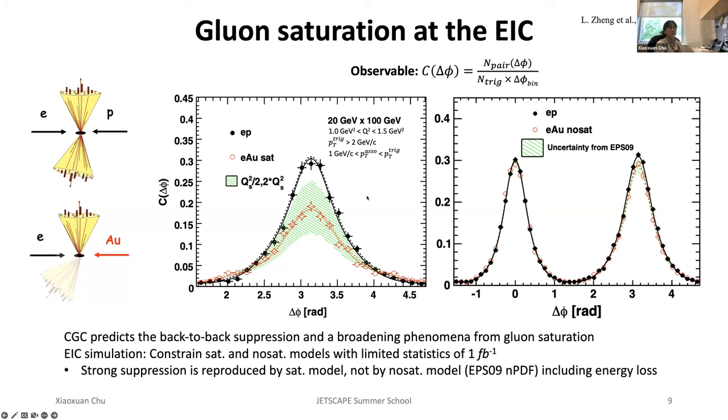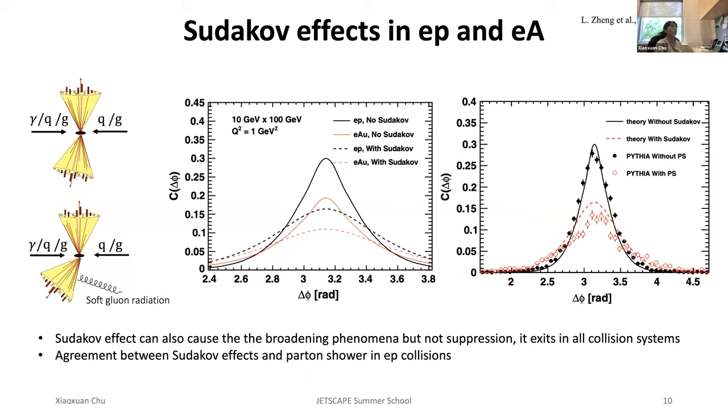The second signature is about broadening. Apart from saturation, there are also other effects that can cause the broadening phenomenon. For example, the Sudakov effect, which means soft gluon radiation. Think about two cases: one without gluon radiation, the other with gluon radiation. We see the back-to-back configuration is also smeared with gluon radiation. So the correlation function with the Sudakov effect is wider than the one without the Sudakov effect.